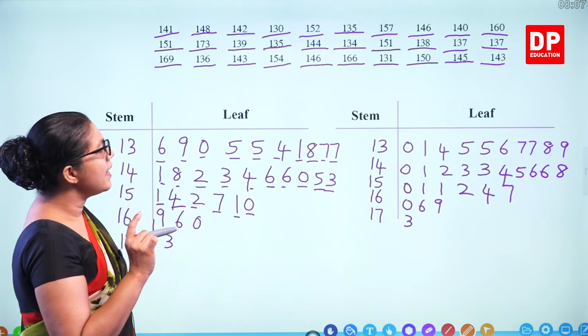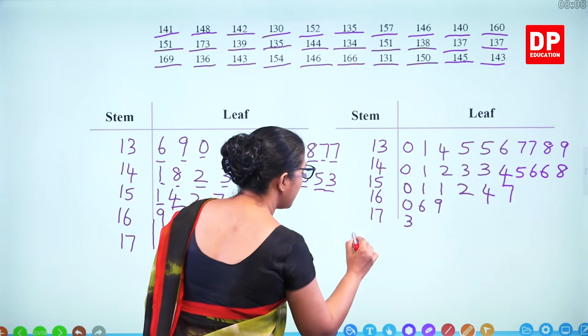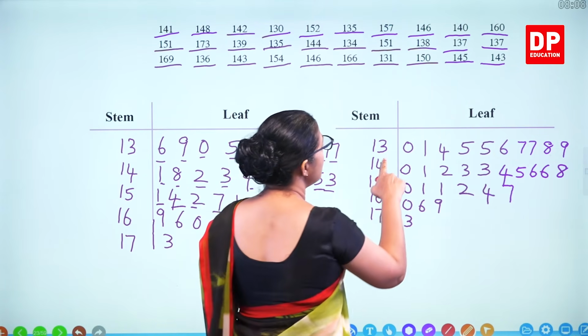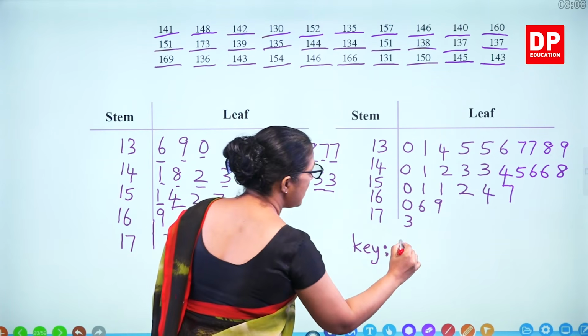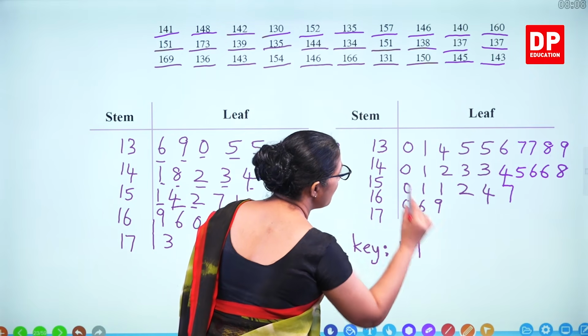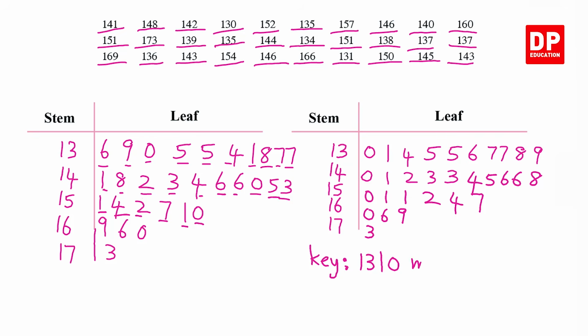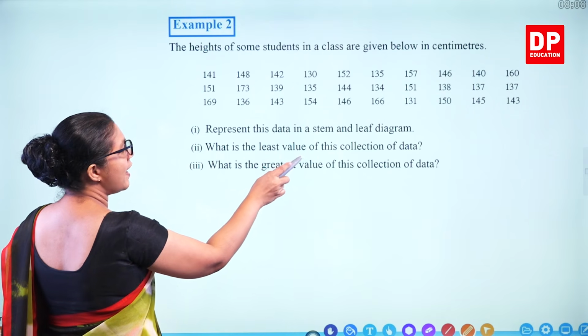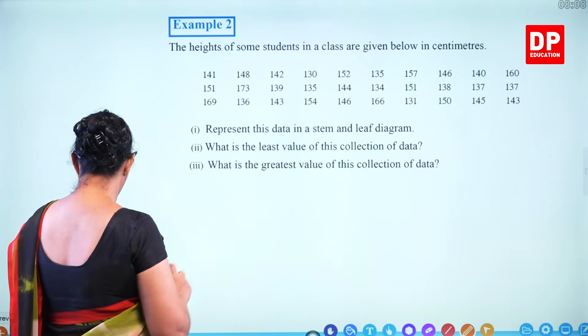And now we can give the key. Key is important in stem and leaf diagram. Key is we can write 13/0 means 130. And then what's the next question? What is the least value and what is the greatest value?